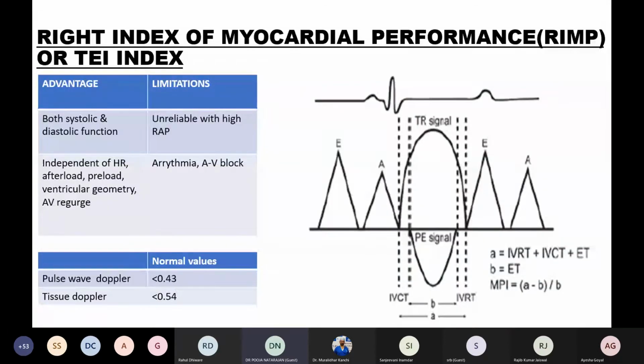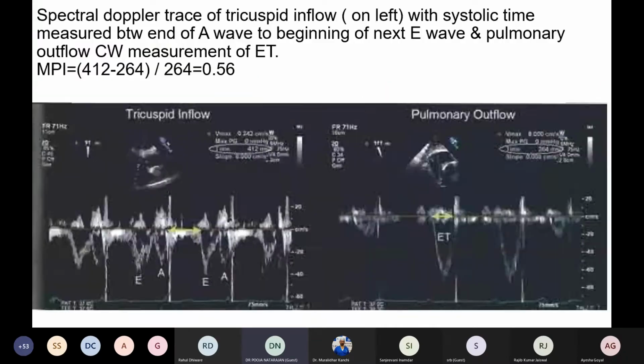Next is called the right index of myocardial performance. This has to be done in 2 separate cardiac cycles on TE, but ideally we prefer a single cycle because it is difficult to measure in a single cycle. We do it in 2 separate cycles. So how do we go about it? We look at the tricuspid inflow by putting the pulse wave Doppler. We measure the distance as mentioned in the yellow arrow, the distance between E and A. And then we go to the pulmonary outflow.